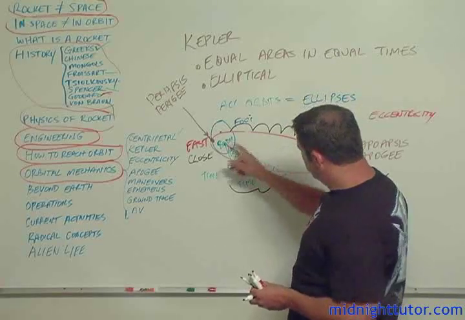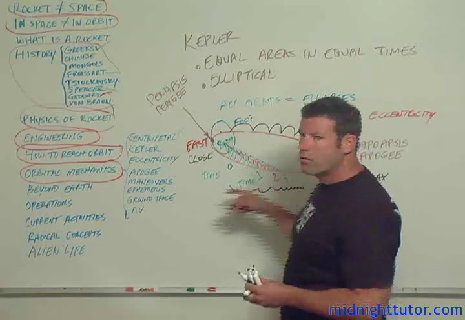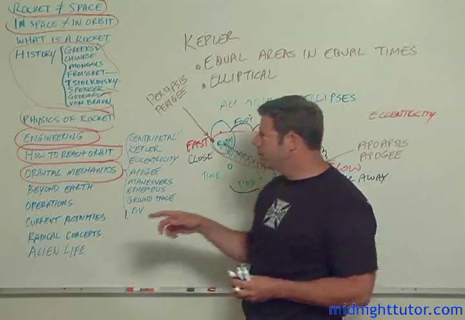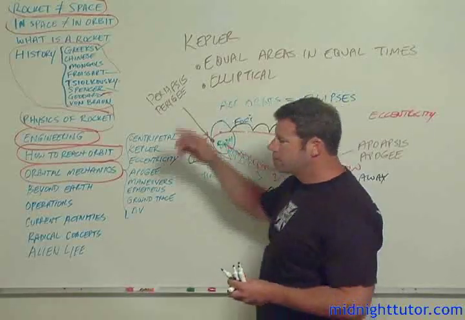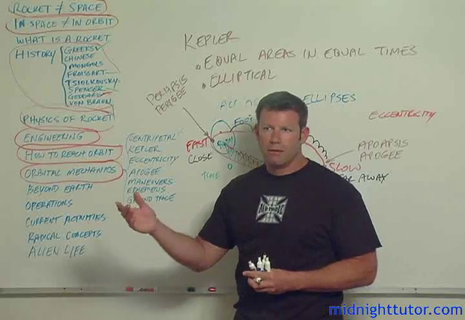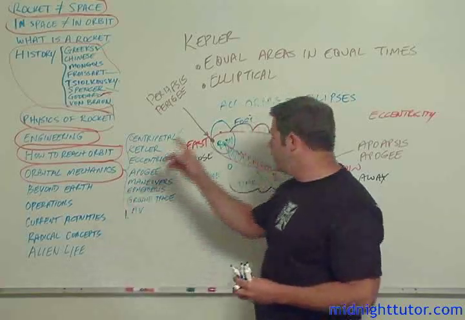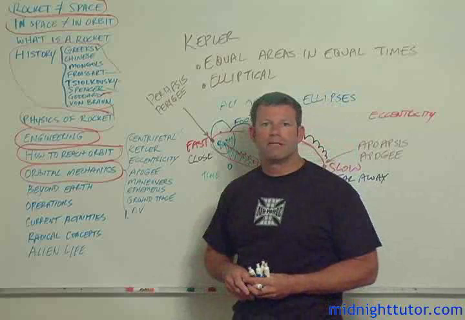So it's an elliptical orbit. A circular orbit is essentially a special case of an elliptical orbit. Kepler's laws, and then this guy Tycho Brahe also was making measurements. Newton took advantage of both of those to come up with his gravitational law.